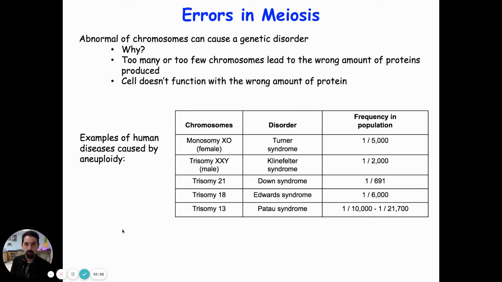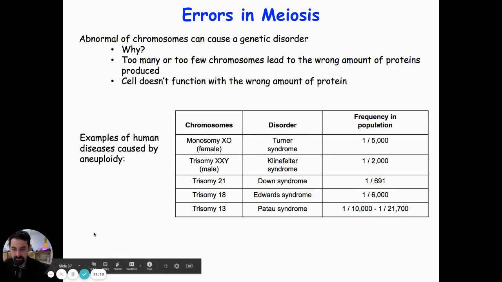Okay. All right, we will go ahead and stop there. And that was this whole chapter, so we moved very quickly. Take the time to study the chart that goes over everything, and spend some time looking at independent assortment and crossing over.